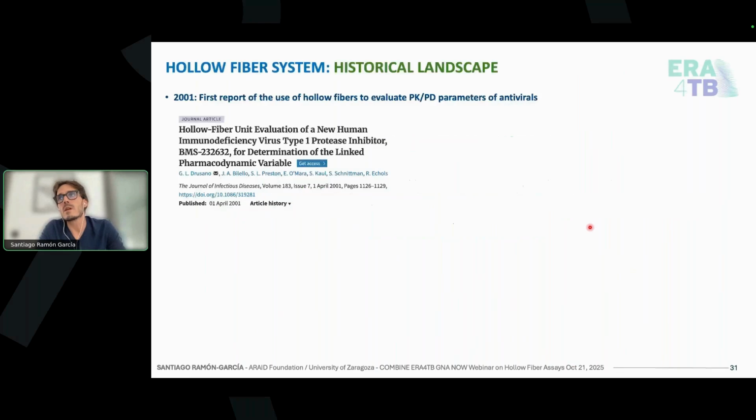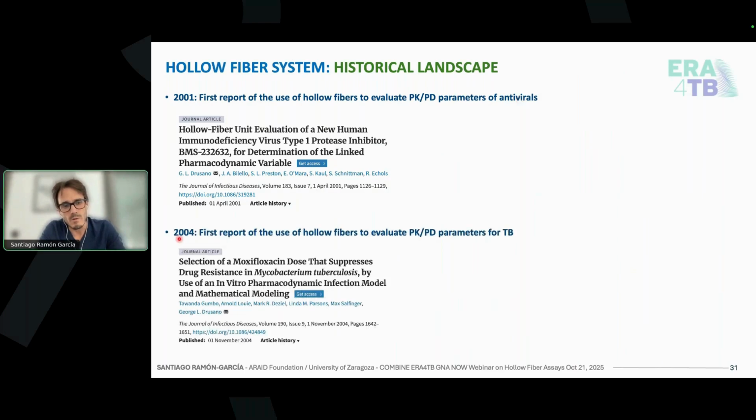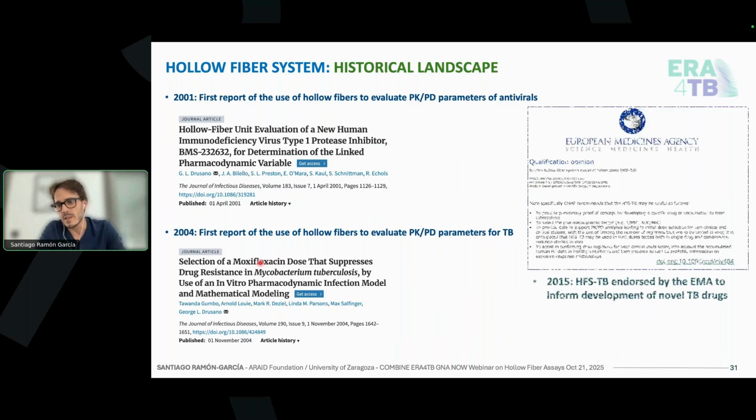Just a historical background on the hollow fiber. The first description of hollow fiber dates back from 2001, and it was used to evaluate PK/PD parameters for a certain antiviral drug. It was only in 2004, 3 years later, that we have the first report for tuberculosis, in this case moxifloxacin. And then in 2015, the hollow fiber system for tuberculosis was endorsed by the European Medicines Agency as a valuable tool in the development of novel TB drugs.